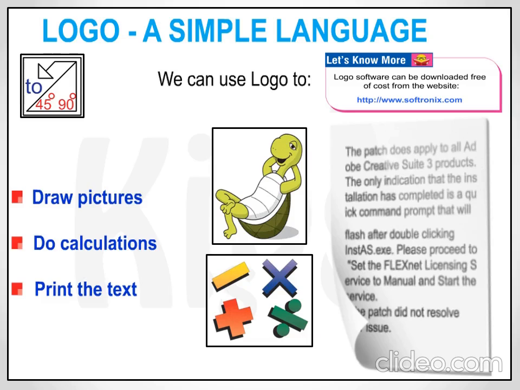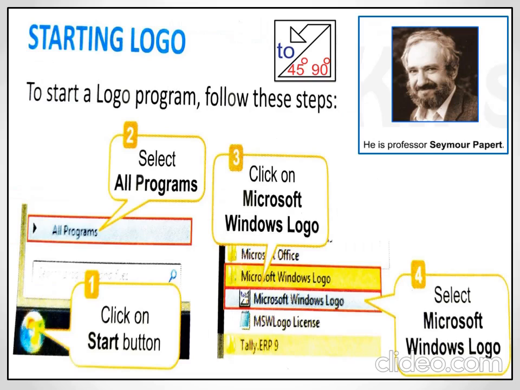As I said, can you see a turtle here? Who is he? He is our hero. He is the one who is going to do all the operations, that is, the commands, whatever we give. So what can we do? We can draw pictures. We can do calculations. We can print certain text. So who is he? He is the turtle. Let us see how he is represented.